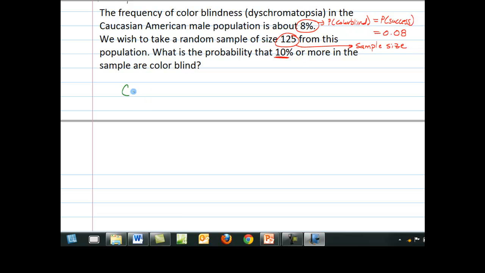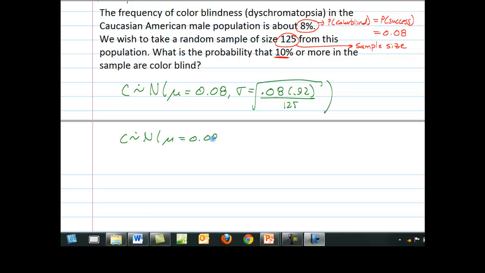First of all, C, the proportion who are colorblind, I'll just use C for my random variable, is distributed approximately normal with the mean of 8%, 0.08, and a standard deviation of the square root of 0.08 times 0.92 divided by 125. So if we calculate out these values, I get mu equals 0.08. And then for my standard deviation, again, please be careful on how you calculate these. 0.08 times 0.92 is 0.0736. Divide that by 125 and you get 0.0005888.